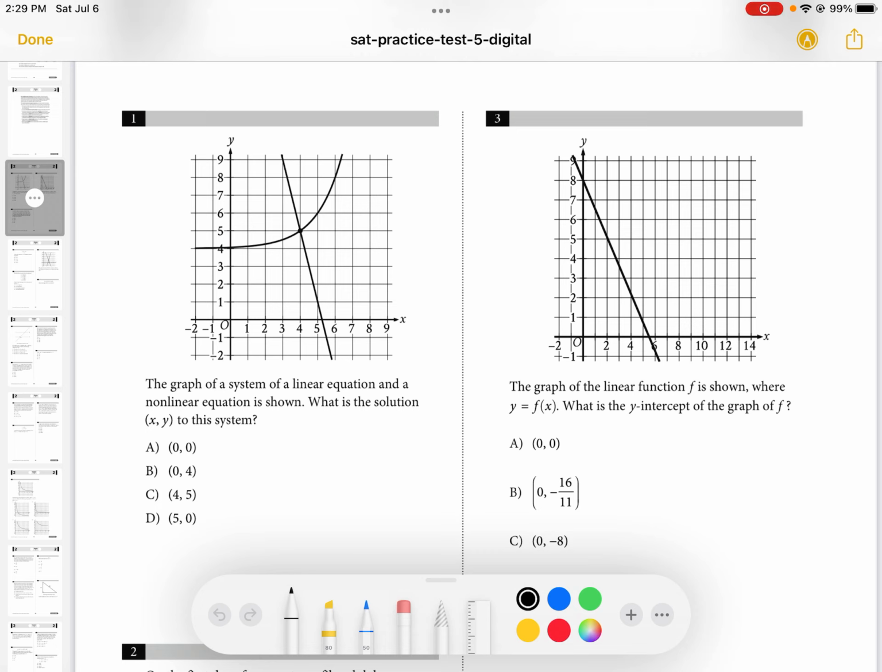The graph of a system of a linear equation and a nonlinear equation is shown below. What's the solution x, y? Well, the solution is the intersection point, and that's right there at point (4, 5), and that's choice C.